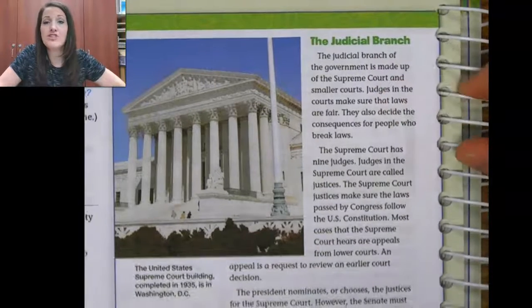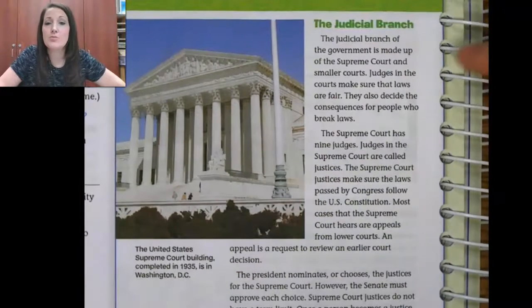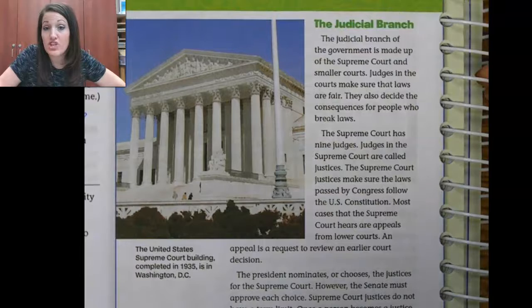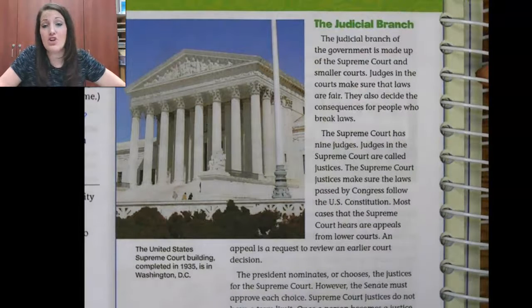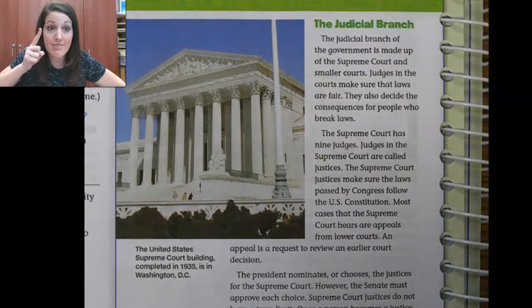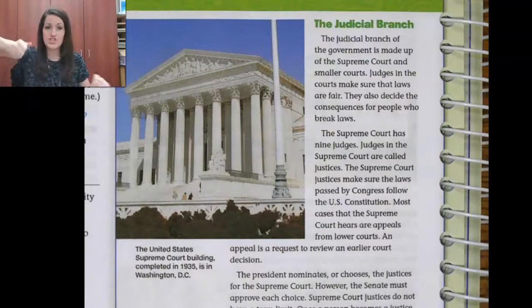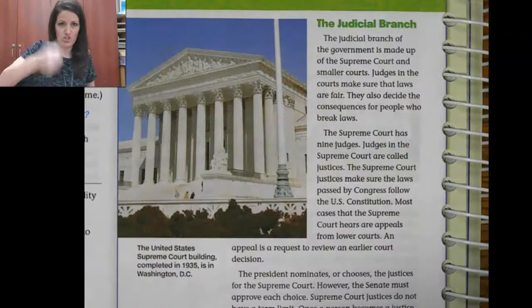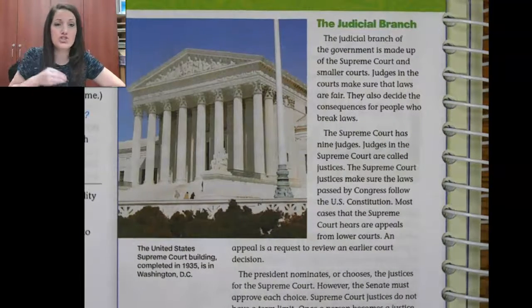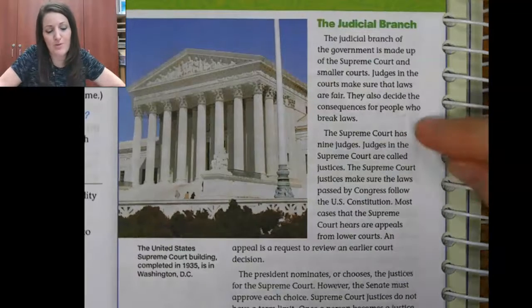The judicial branch of the government is made up of the Supreme Court and smaller courts. Judges in the courts make sure that laws are fair. They always decide the consequences for people who break laws. Remember, judges, judicial, fair. That's the main thing I want you to remember.